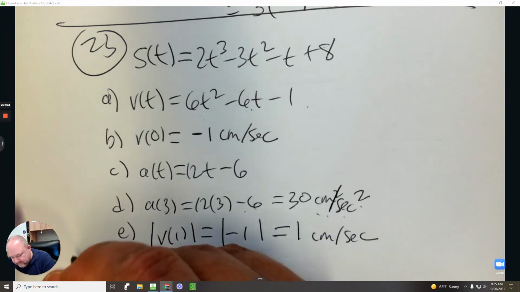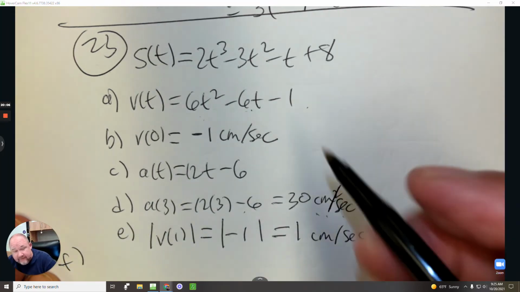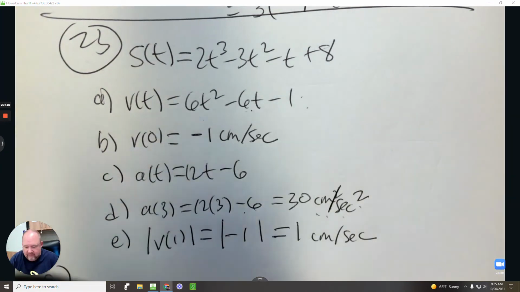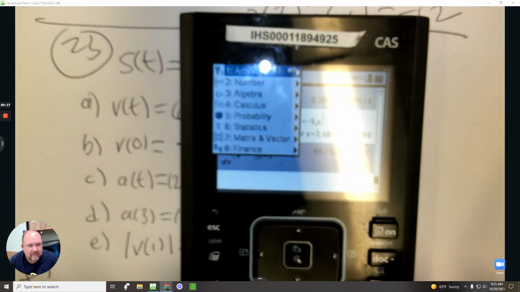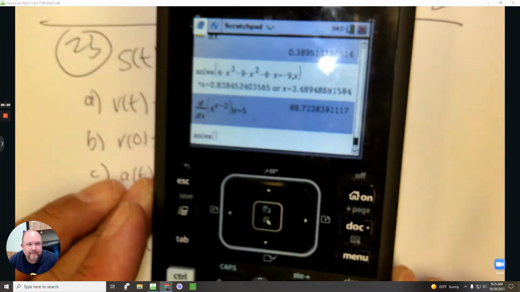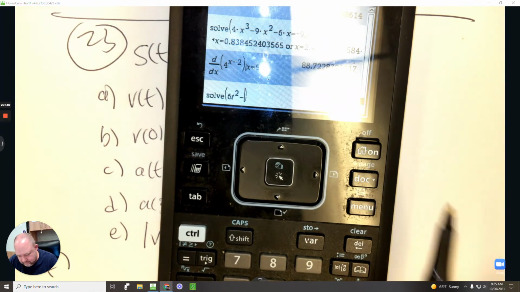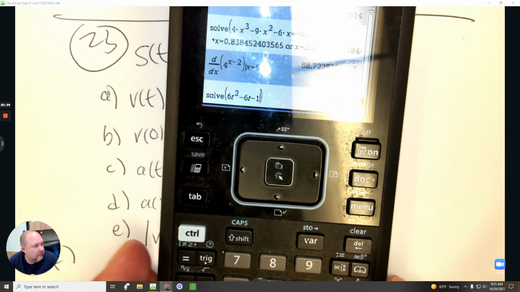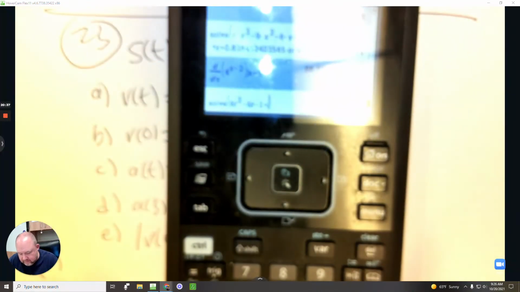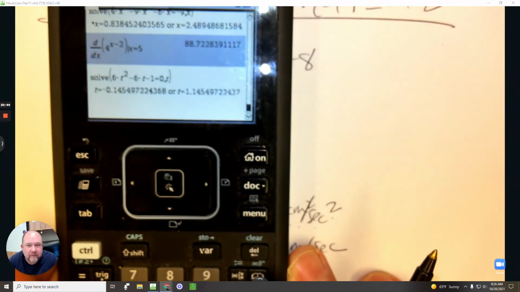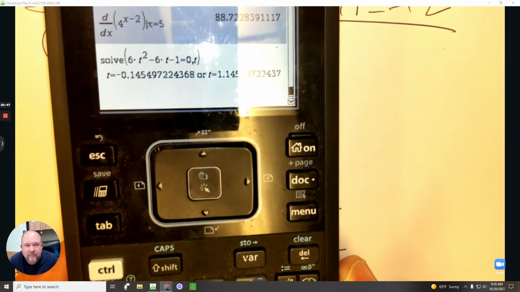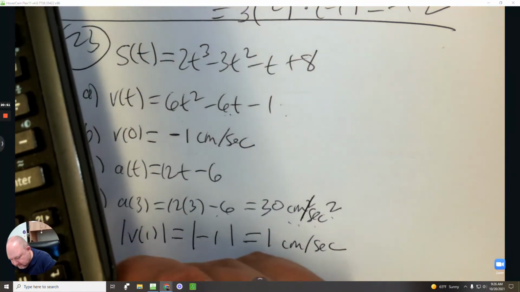F, let's see if I have room here still. When is the object moving left? So take the velocity equal to 0. I'm going to use my calculator to solve it because I'm not in the mood to factor that. I'm not even sure if it's factorable. So we're going to go menu, algebra, and solve. And then we take the velocity equal to 0. There it is, equal to 0, comma t. And so, there's two answers there.